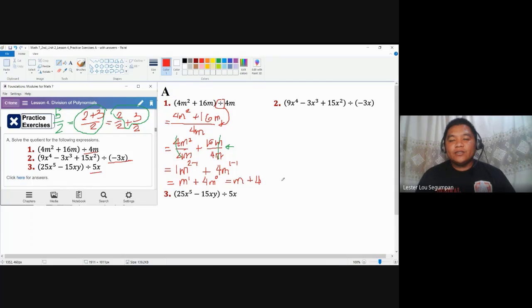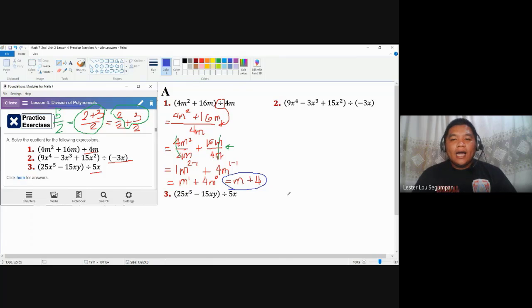So this is the value, or the resulting quotient, when we divide 4m squared plus 16m by a monomial divisor 4m. Again, since this is a division of polynomials, we use the division law of exponents. We need to subtract the exponents, with the minuend as the exponent of the numerator, and the subtrahend as the exponent of the denominator.